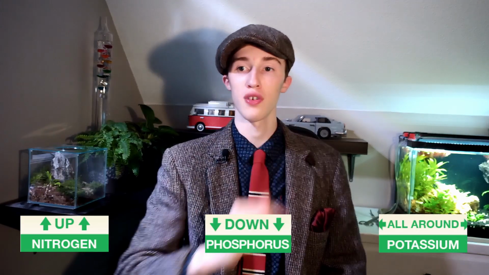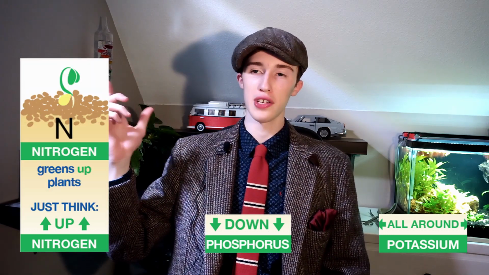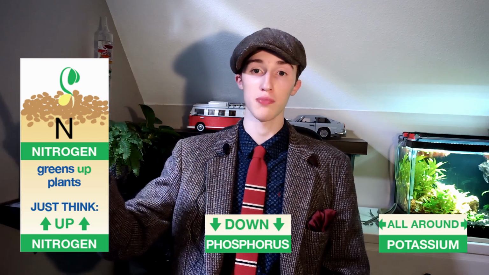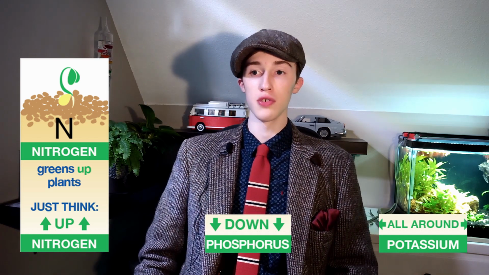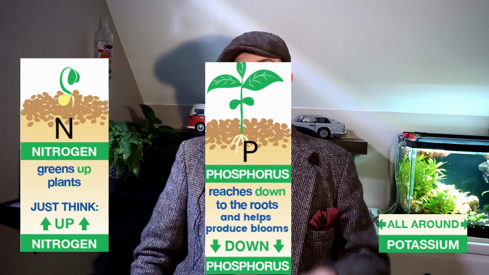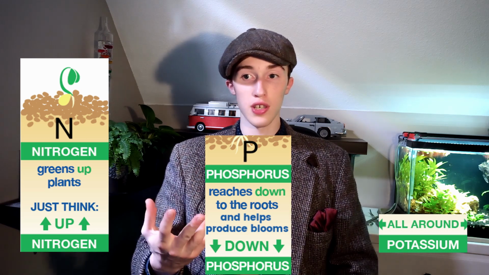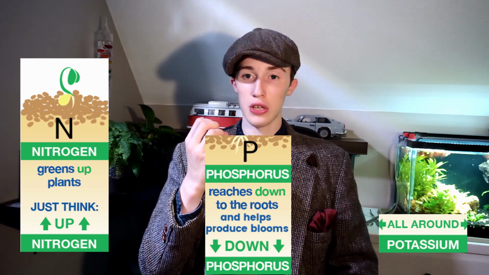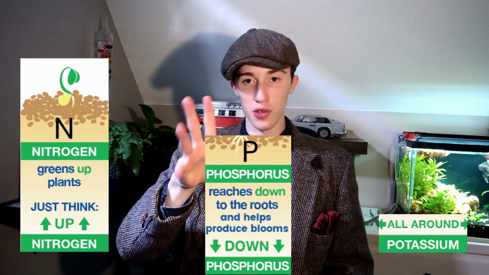So the little card that we have up at work has this little saying: nitrogen is up, phosphorus is down, and potassium is all around. So what that means is nitrogen greens plants up. It's not necessarily that it helps it grow up, but it helps make plants green, which is of course important for absorbing light and getting more energy. Phosphorus reaches down to the roots, though. It helps promote root growth and helps produce blooms. So if you need more flowers on your plant, and in the case of gardening, usually flowering leads to vegetables or fruits or whatever you're trying to get.